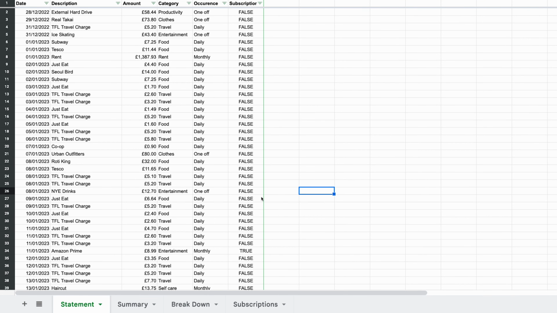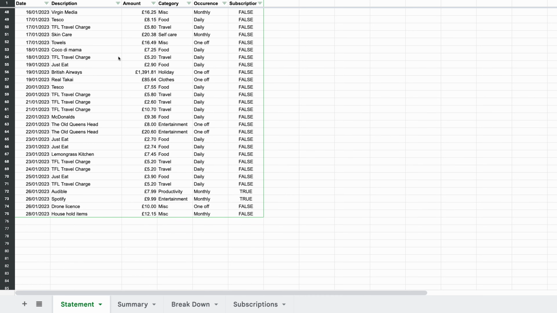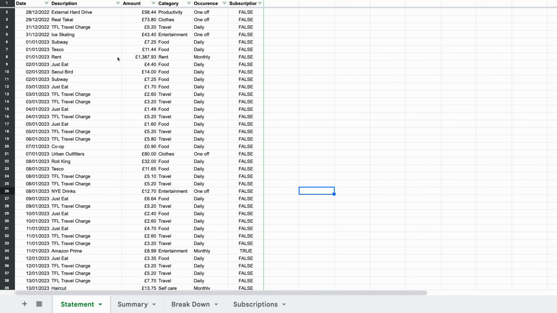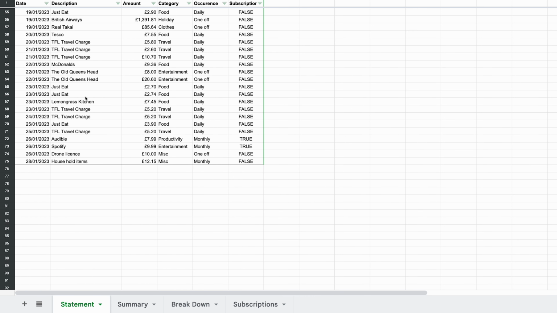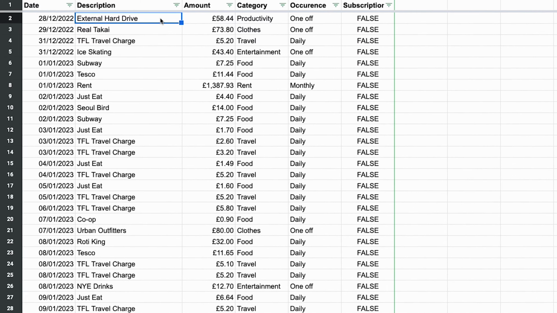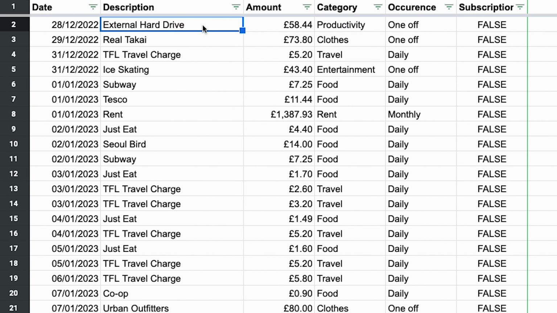So you can see on this statement tab in this spreadsheet, I basically have all my transactions from the 28th of December down to the 28th of January. I gave the transactions a better description than the ones that come on your credit card statement. For example, this external hard drive. This was a purchase for a hard drive on Amazon. I just renamed it from Amazon to the actual product itself.